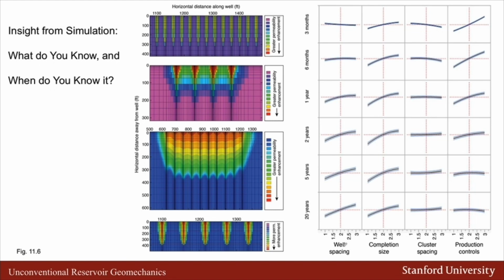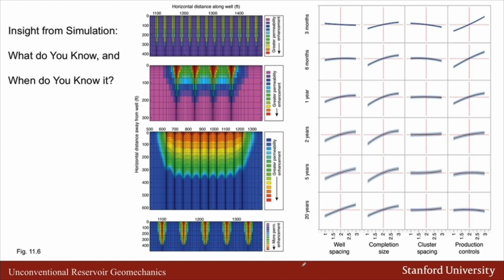But one of the interesting aspects of this Sen et al. paper is they also pointed out not only what do you know, but the question of when do you know it, okay? So this is all normalized in terms of variations of well spacing, completion size, cluster spacing, and production controls, which basically means choking the rate of gas production. And they are showing what the modeling reveals over different epochs of 3 months, 6 months, 1 year, 2 years, 5 years, 20 years, and so on.